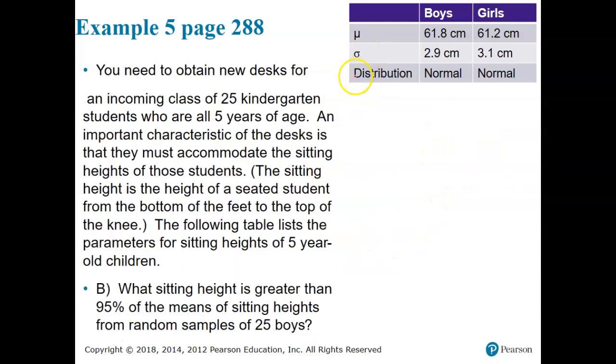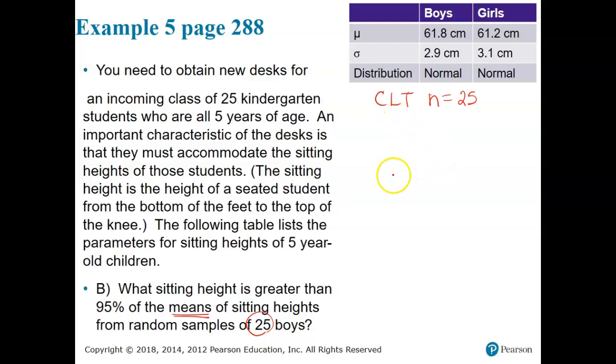Okay, moving on to part B. What sitting height is greater than 95% of the means of sitting heights from random samples of 25 boys? Okay, so same idea, except this one is going to use the central limit theorem because we have a sample of 25.